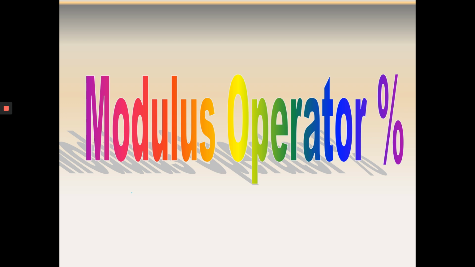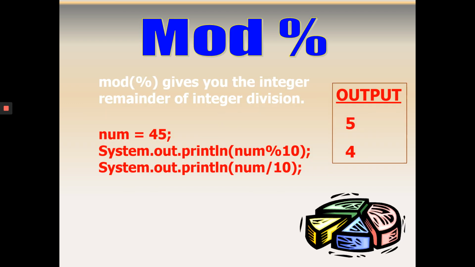So the modulus gives you the remainder. This modulus occurs pretty much in every programming language that there is. It basically is just going to give you the remainder after you've divided. And it works for integers and it works for doubles.